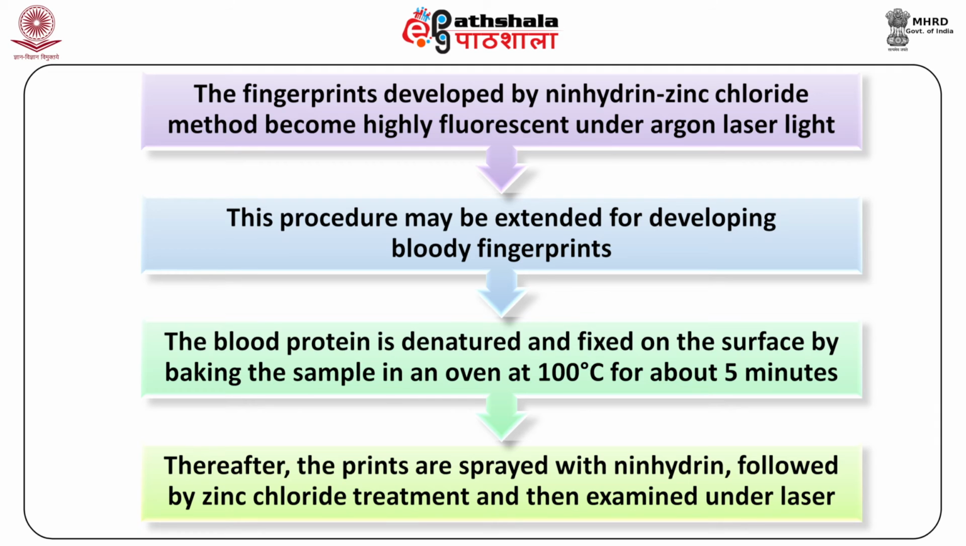This procedure may be extended for developing bloody fingerprints. The blood protein is denatured and fixed on the surface by baking the sample in an oven at 100 degrees Celsius for about 5 minutes. Thereafter, the prints are sprayed with ninhydrin followed by zinc chloride treatment and then examined under laser.